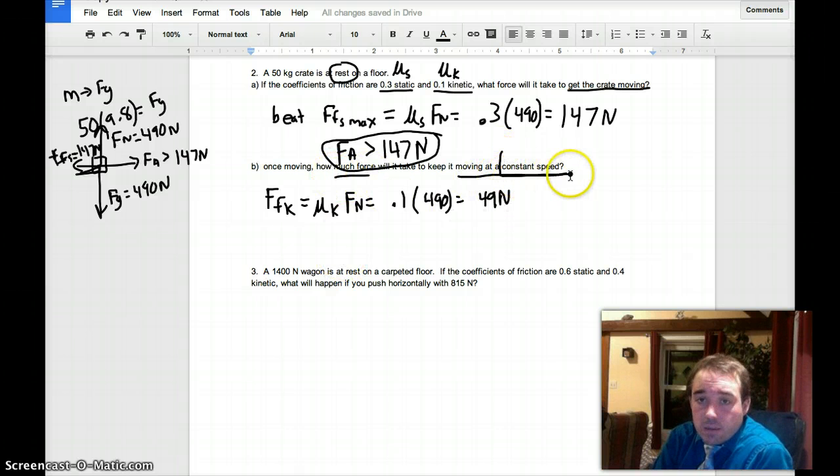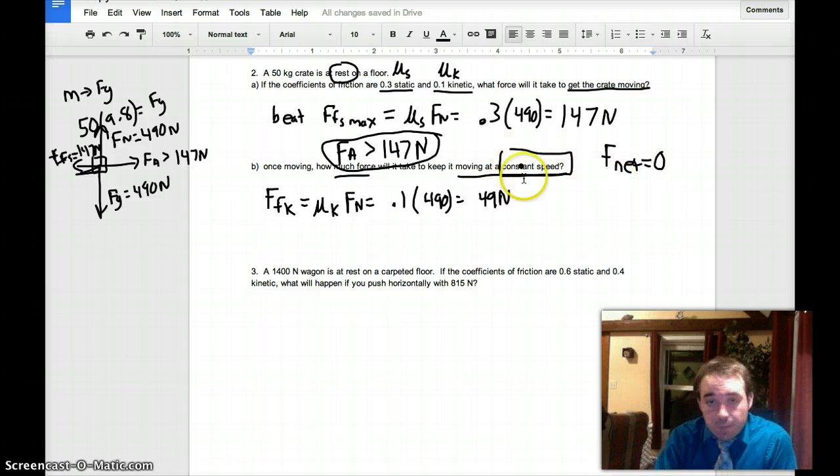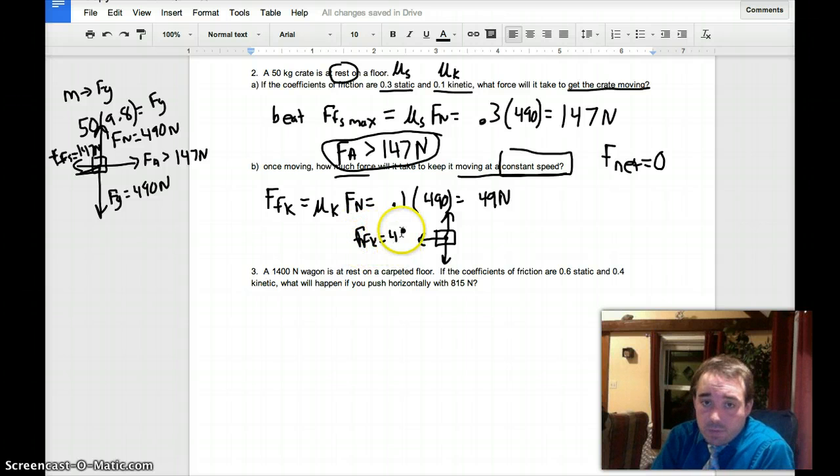Constant speed is my keyword here. Constant speed says that F net is 0 because A is 0. My acceleration is 0. Constant speed, I'm not changing it. So, free body diagram, for sake of time, you'd have the same normal force, same force of gravity. But the force of friction that we're dealing with is FFK. It's going to be 49 newtons.